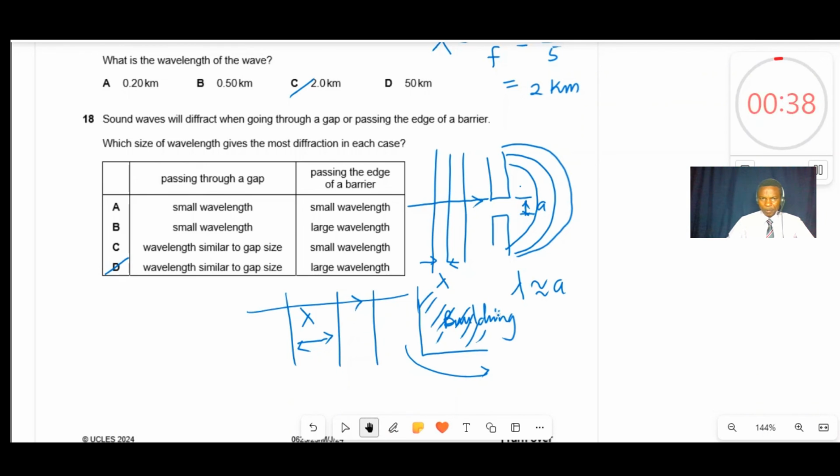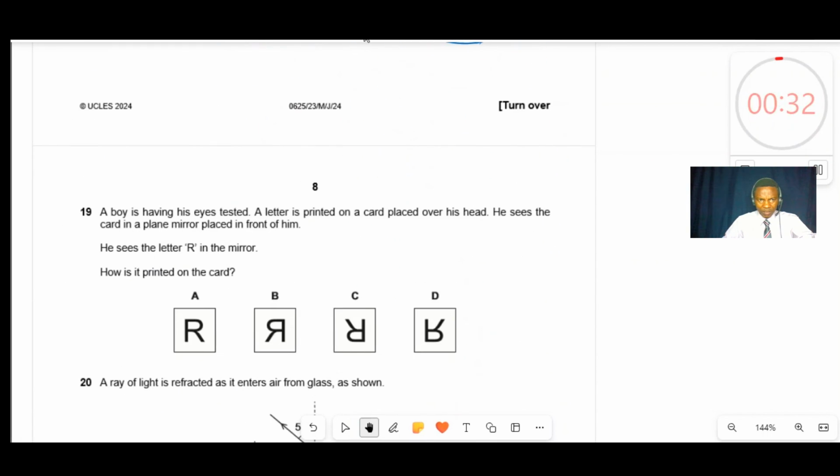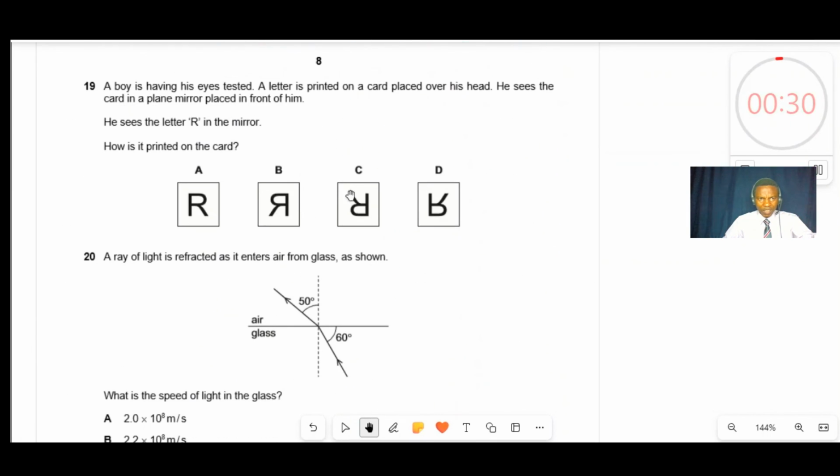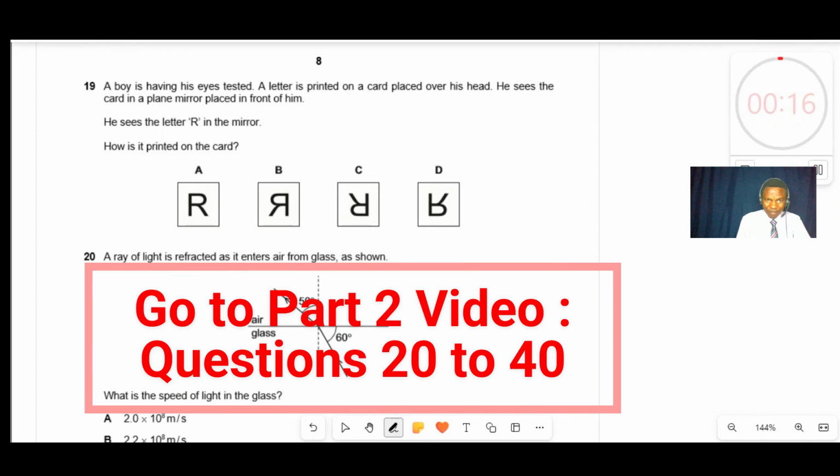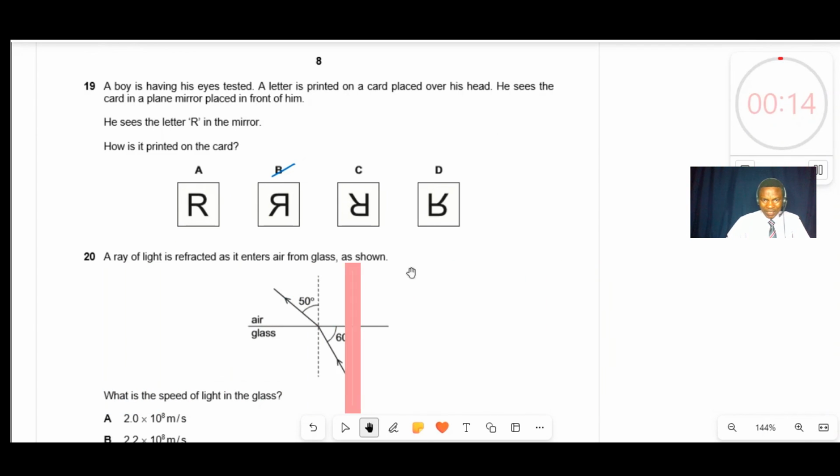So let's go to question 19. A boy is having his eye, a letter is printed on a card. So what is going to be the refraction? So this is what? Lateral inversion, B. Okay, lateral inversion. So the answer is B.